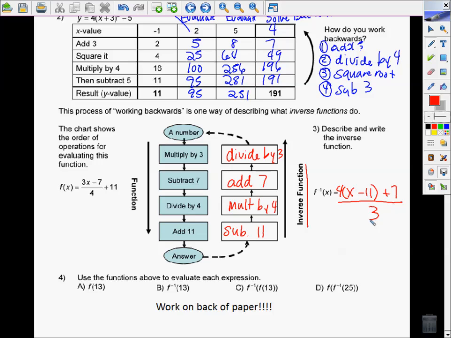So, how do we do this? Well, I need to move 11. So, how do I move a positive 11? I subtract 11. Now I have a divide by 4. How do I move a dividing 4? Multiply by 4. Alright, so now I have a negative 7. How do I move a negative 7? Add 7. Now I'm multiplying by 3. What's the opposite of multiplying by 3? Divide by 3. Did we not get the same answer?